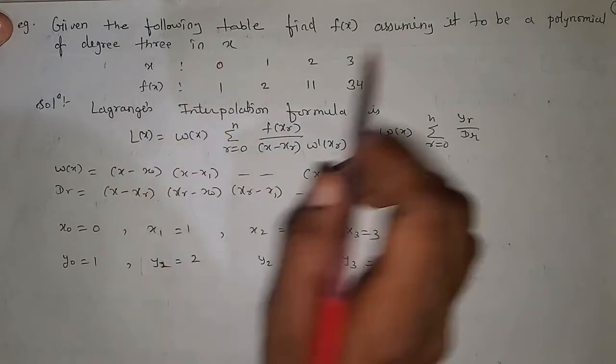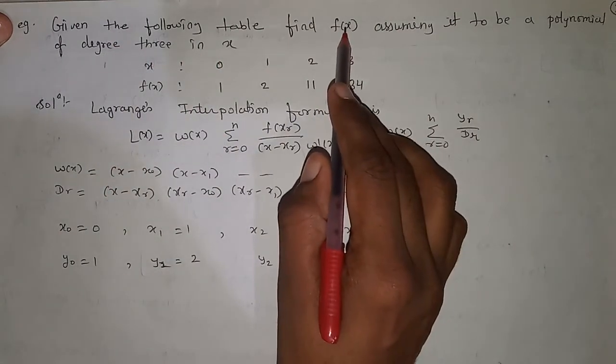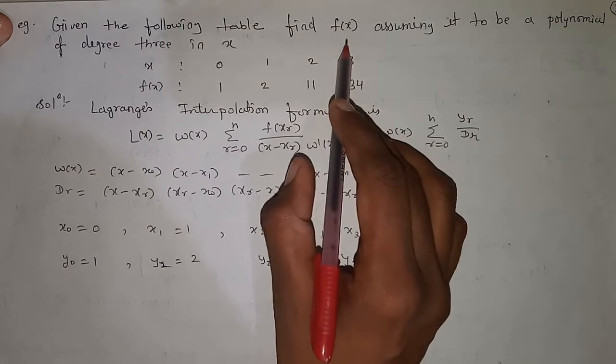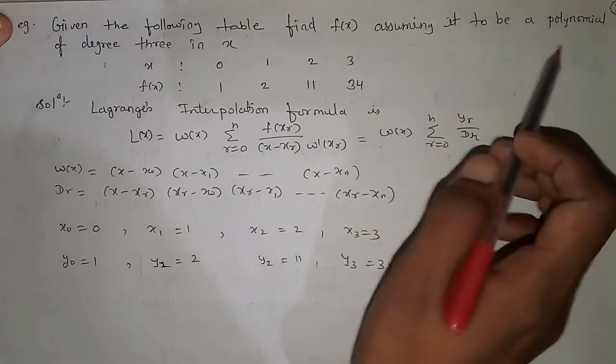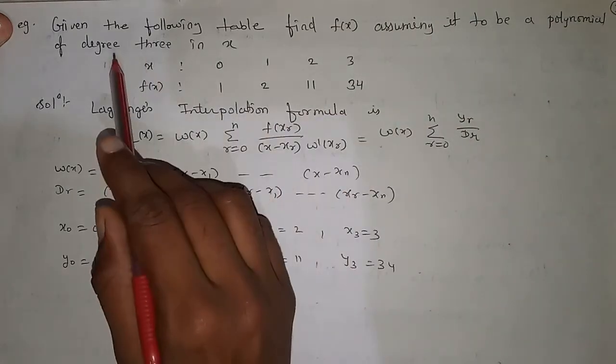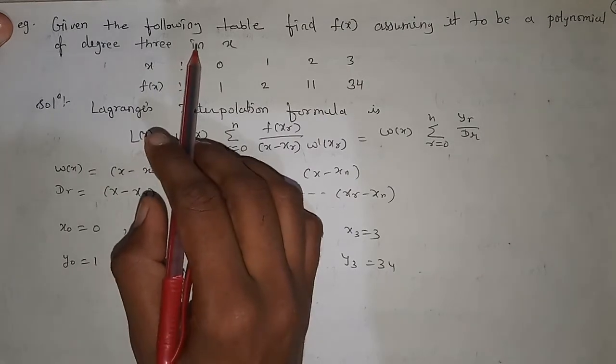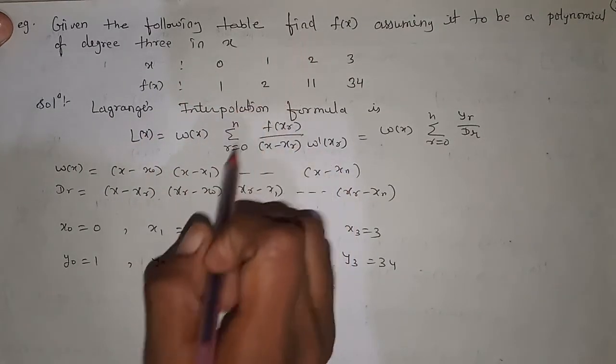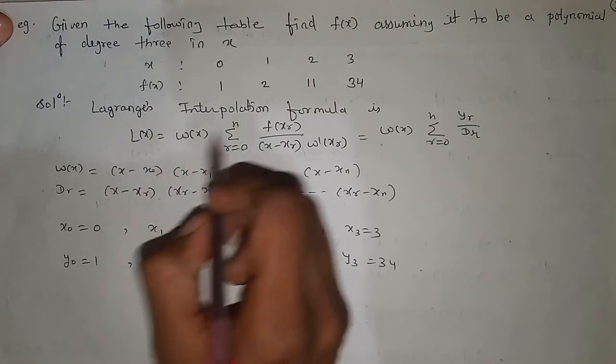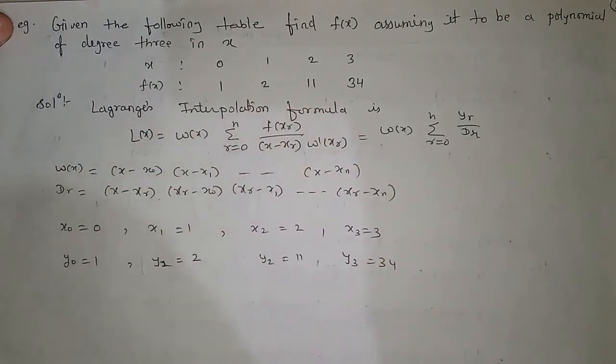Here x is not given in the question, so we will write in terms of x only, because it is also mentioned that this f(x) is a 3-degree polynomial. If the value of x is given, then we will calculate accordingly. If x is not given, then we will directly write in terms of x.